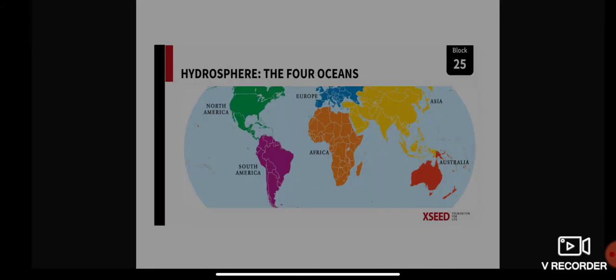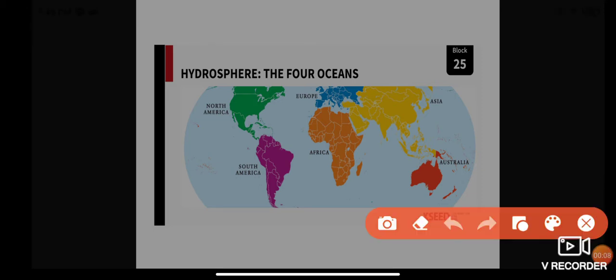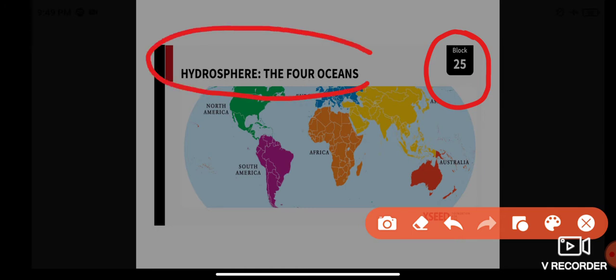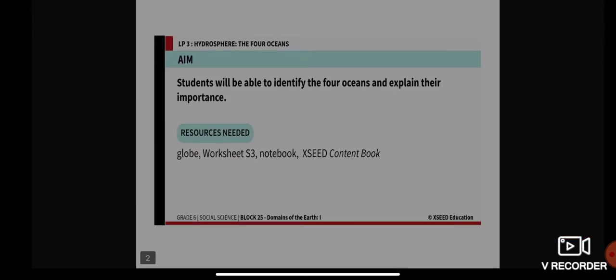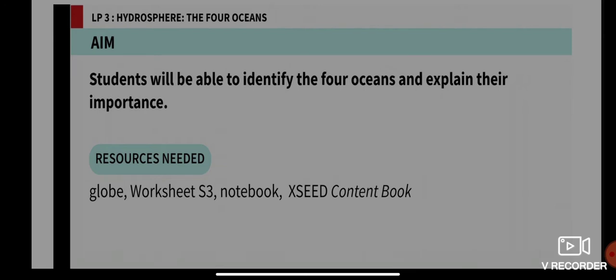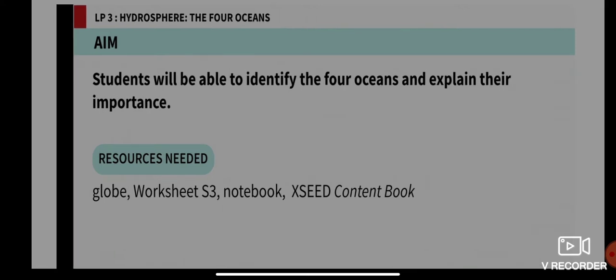So today we're going to start with the new topic under block 25. From our class, we have learned about the lithosphere and also the seven continents, right? So today, our topic of discussion is the hydrosphere and the four oceans. Our aim for today is that students will be able to identify the four oceans and explain their importance.